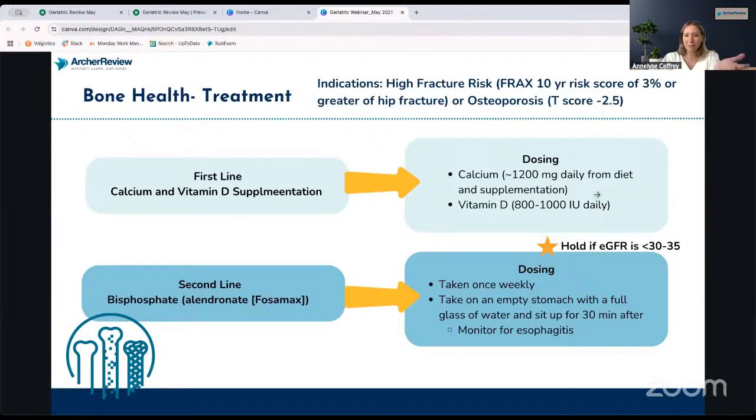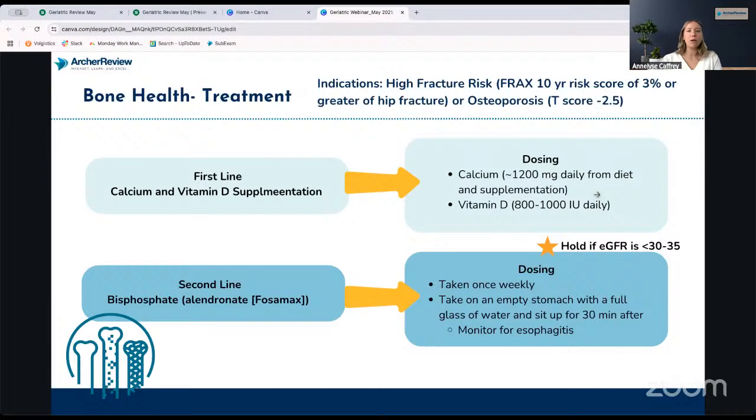So things like Fosamax, if you guys know that one, or alendronate, those are bisphosphonates, and those are taken once weekly, which is really awesome because they don't have to remember to take it every day. But they do need to take it in the morning on an empty stomach and with a full glass of water. That is really, really important. And so is sitting upright for 30 minutes after.